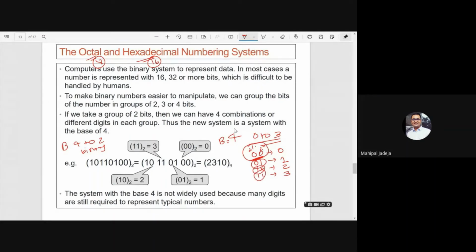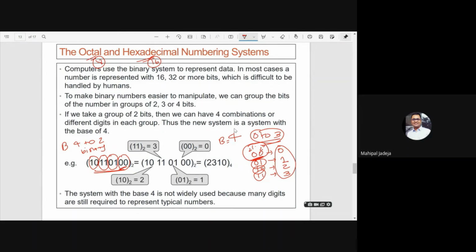Let's consider one example. Let's say this is my number. This number is in base 2 and I want to convert it into base 4. What I will do is split this number into pairs of 2 bits. Why? Because using 2 bits, I can cover all the numbers appearing in base 4: 0, 1, 2, 3. So I am splitting this number into pairs of 2, going from left to right, and I will write down the equivalent value for each pair.